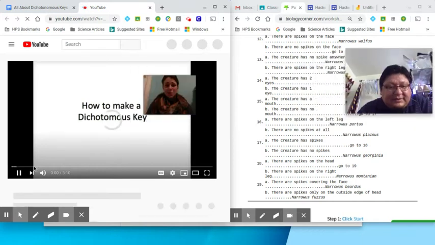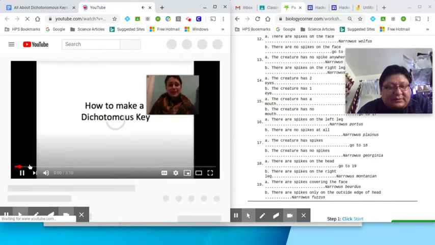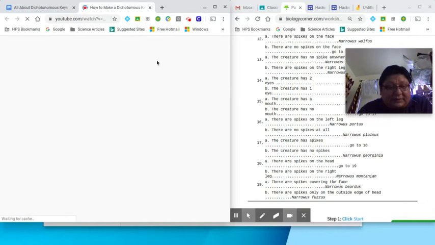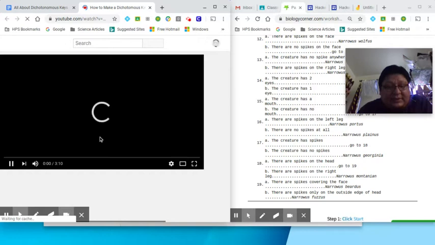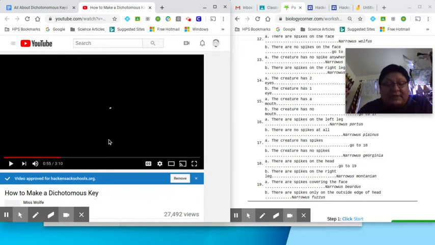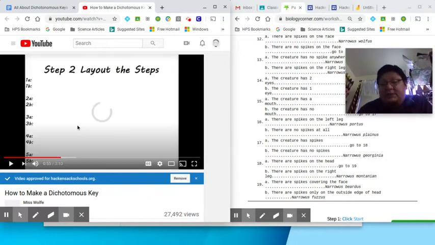Oh, look, she's doing the same thing I'm doing. All right, so make a dichotomous key. A dichotomous key is a tool. Don't forget, you can always click CC to change the language if you want to. You don't have to though. Now it's taking a little bit longer. Okay, so anyway, I'm not going to show the rest. Look at that video. It shows you exactly what to do step by step. Step 1, step 2.